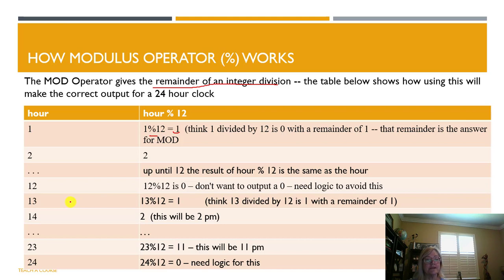But for 13, it actually will be 1, because 13 mod 12 is 1, right? 12 goes into 13 one time with a remainder of 1. So for 13, 14, up to 23, this will give us the correct value. And then we'll get to 24 and we'll have the same issue again that we did with 12. So we'll have to figure out logic for that. Let's see how to do that.